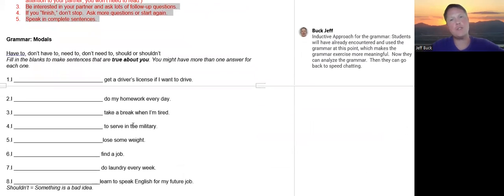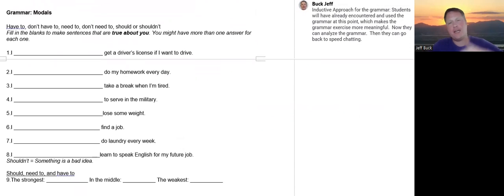As far as the grammar is concerned, it involves using the inductive approach. So they'll have already seen it and heard it and used it to some extent, probably not perfectly, but they'll have already experienced the grammar, and then we just analyze it.